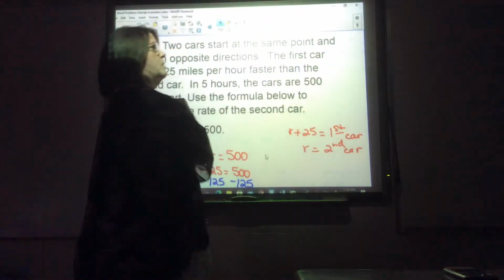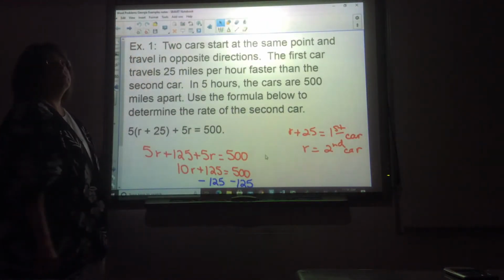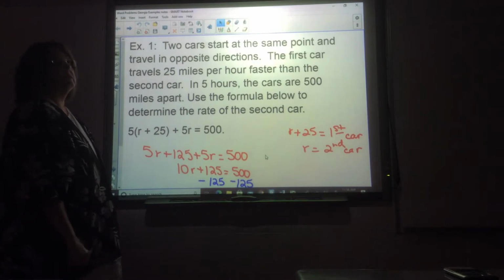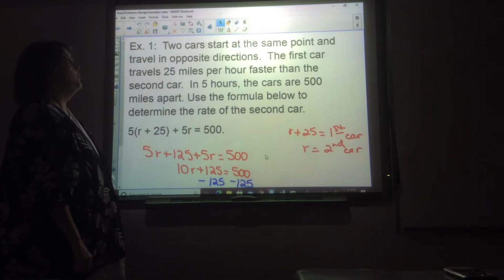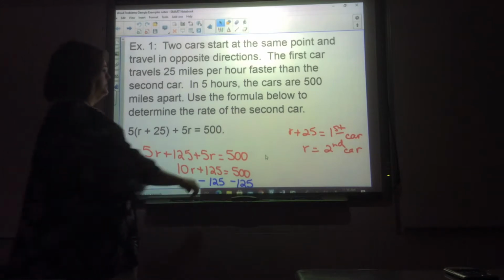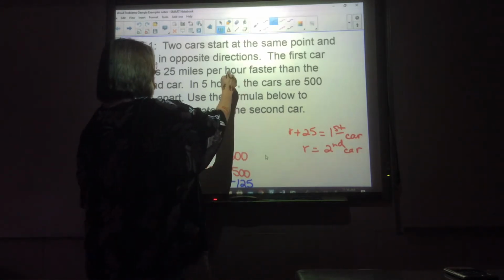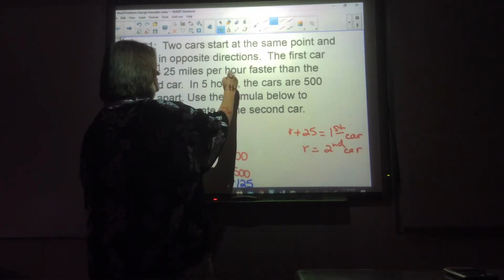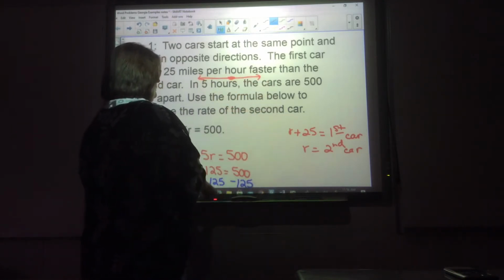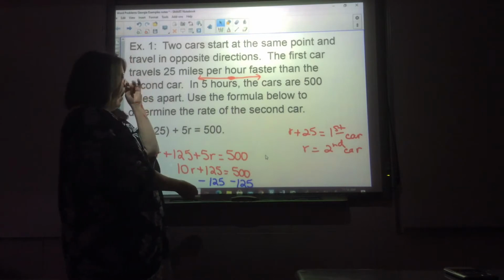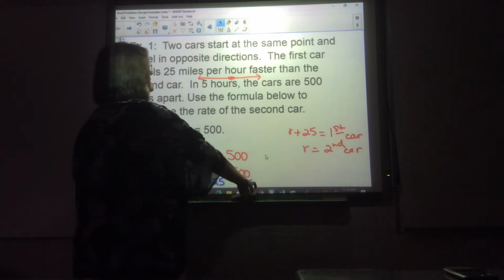Okay, we just have more word problems. Word problems are just one of those things that you have to practice, and it takes a while. All right, we've got two cars starting at the same point, but they're traveling in opposite directions. So it's like you've got car one, car two. One goes this way, one goes that way. They're starting at the same point, and they go opposite directions.